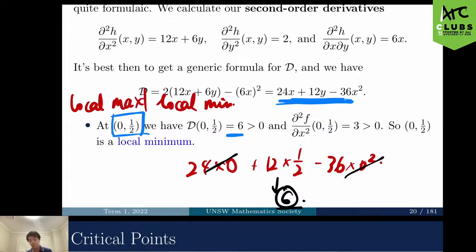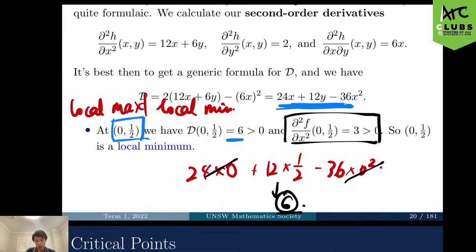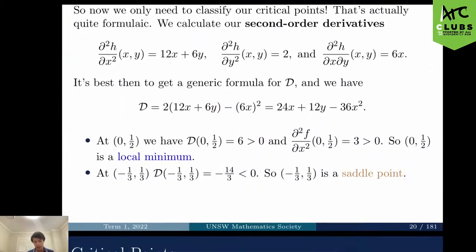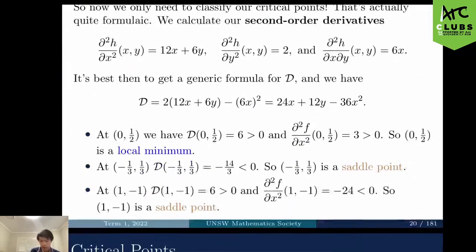And then just to figure out which one, we check this one. Remember, this term alone is equal to 12x plus 6y, which is equal to 3. That's greater than 0, so we've got a local min. Awesome. And the next one, we do the exact same process. This time it's less than 0. Hopefully you remember that's a saddle point. This one too.